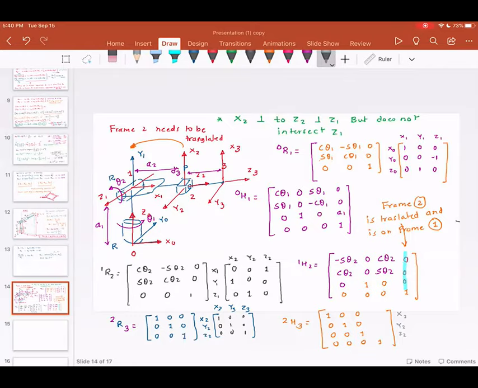The total distance, since frame 2 is translated onto frame 1, the x distance would be the projection of a2 plus d3 cosine of theta, a2 plus d3 sine of theta 1, and its y distance is going to be 0, but its z distance is going to be a2 plus d3 cosine theta 1.